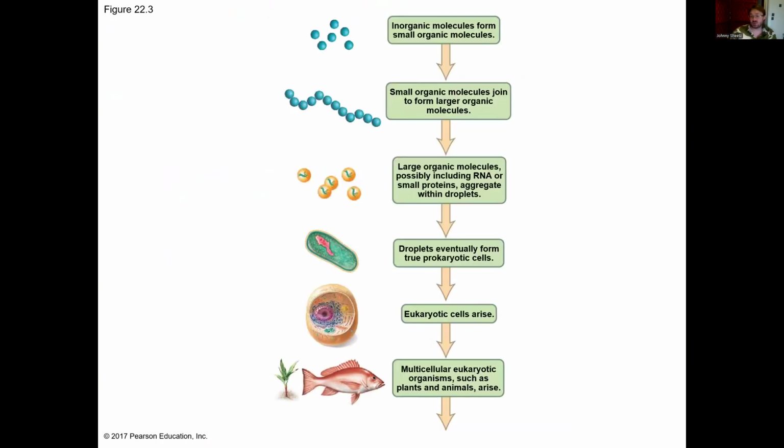So this is kind of that flow chart of the origin of life on Earth. Inorganic molecules form small organic molecules. Small organic molecules coalesce under UV radiation or under electricity. You end up with larger organic molecules, including RNA or small proteins, that then start to naturally accumulate into droplets. Eventually, you get the right accumulation of droplets, and you can form a prokaryotic cell. From there, you have a living organism. It spreads, it reproduces, and then it specializes into a eukaryotic cell.